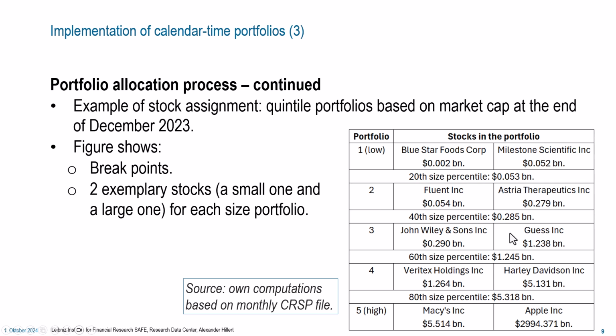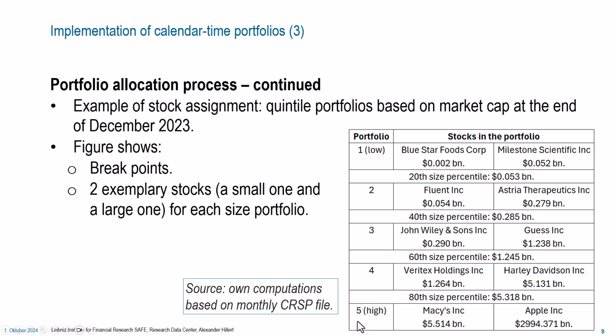And then you follow this logic here, and if you look at the larger portfolios, you might encounter some companies that you know. So for example, Harley Davidson has a market cap of 5.1 billion. That's still below the 80th percentile of 5.3 billion, but clearly above the 60th percentile. Therefore, Harley Davidson goes to the fourth quintile portfolio.